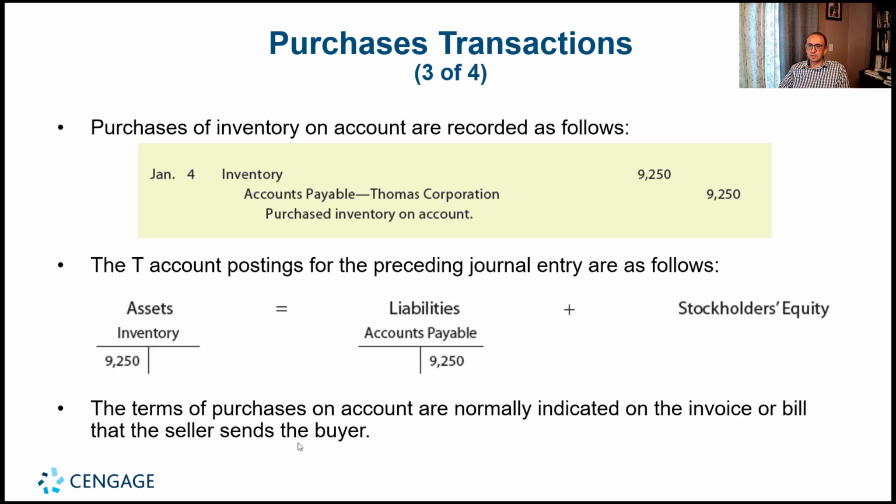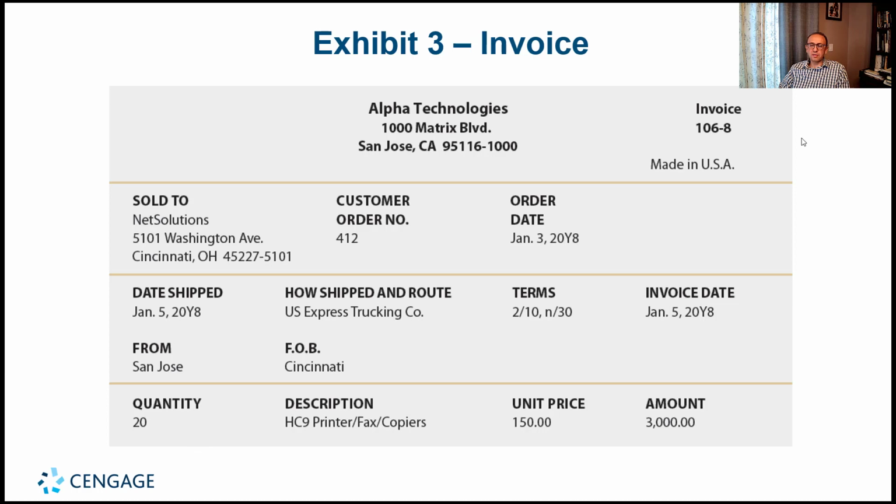So let's see how the invoice would look. Here we have an invoice for a company called Alpha Technologies, and this is their address, and we have the invoice number, and they're selling these items to Net Solutions, and the customer order number is 412, which was our purchase order number. Then there's the date of the order and the date the items were shipped from the place, which is San Jose, and then this is what is called FOB, or free on board. And when you see the name of the city, Cincinnati, which is our city, the buyer's, this is called free on board destination.